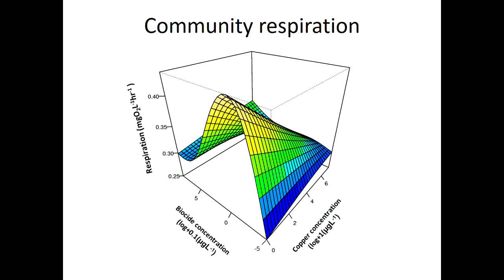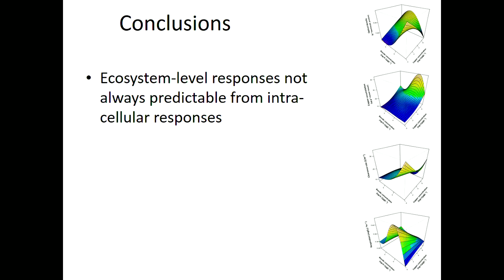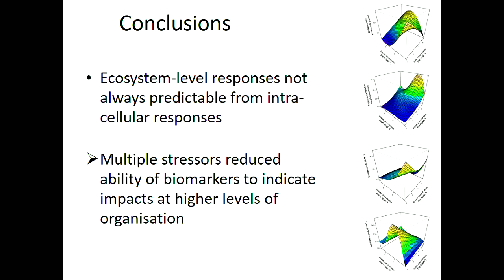So in conclusion, we found that ecosystem level responses were not always predictable from intracellular responses. Although the biomarkers were very effective in indicating responses to single stressors, multiple stressors reduced their effectiveness in indicating stress, and also we would say that they don't always indicate effectively impacts at higher levels of biological organization.